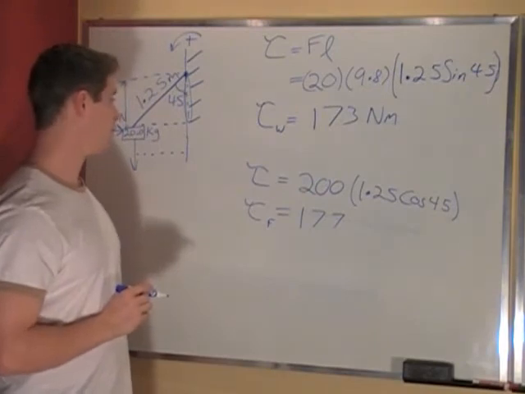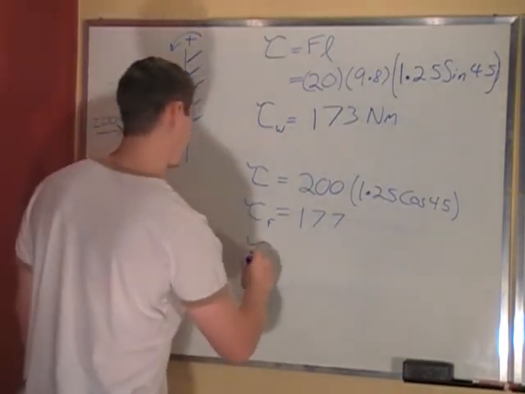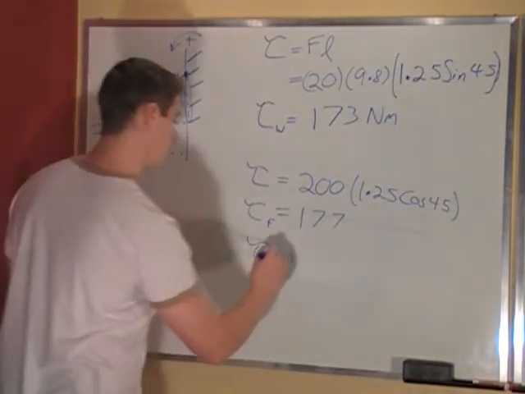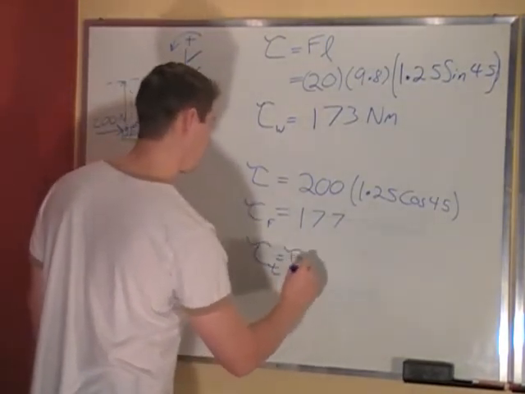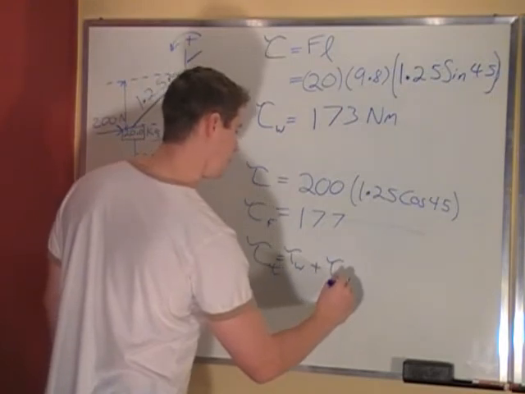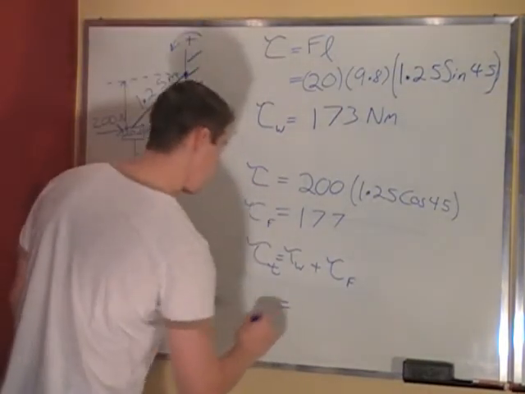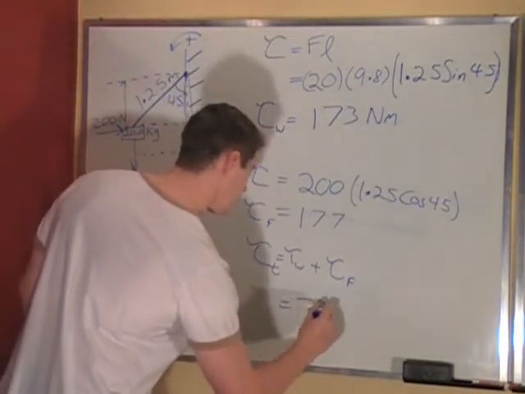So now all we have to do to get our total torque is add up both these torques. Torque from the weight plus torque from the force. So that's just 173 plus 177. Our total torque is 350.